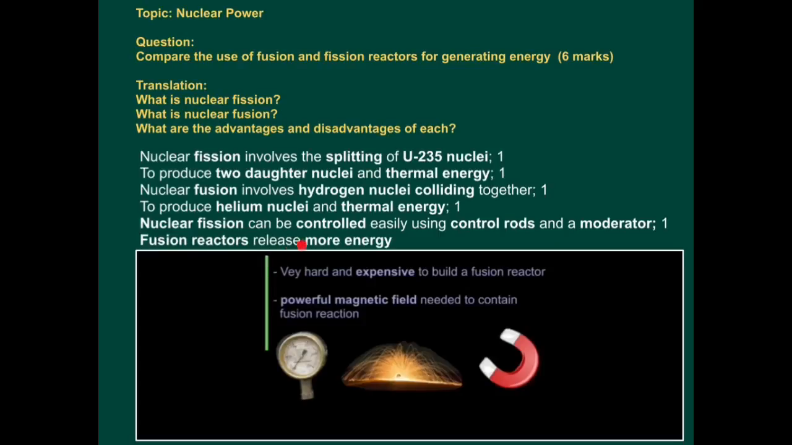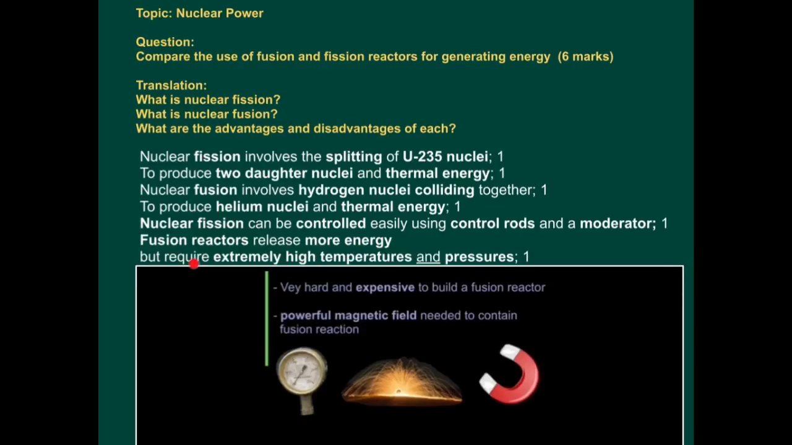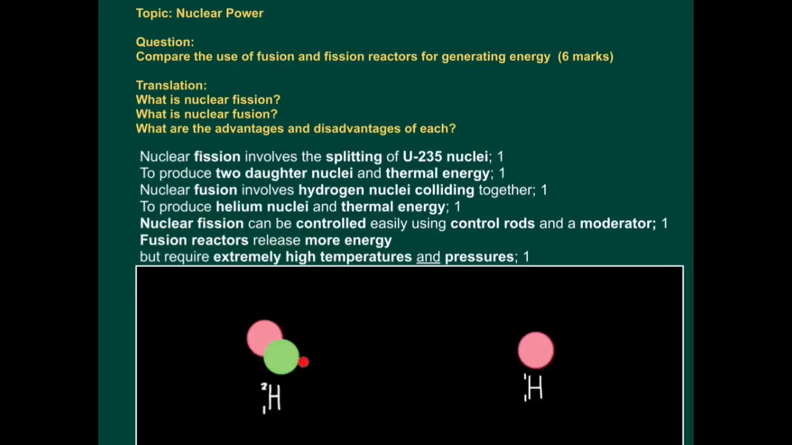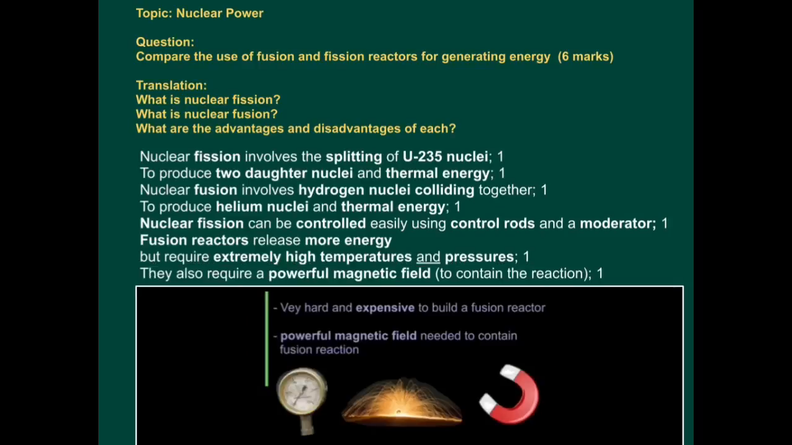However, fusion reactors release more energy for the same mass of fuel, but they require extremely high temperatures and pressures. So if you remember that the nuclei are positively charged, and so when they go near each other, they'll want to repel each other. So you need very high temperatures and pressures to basically force them to fuse together. They also require a powerful magnetic field to contain the reaction.